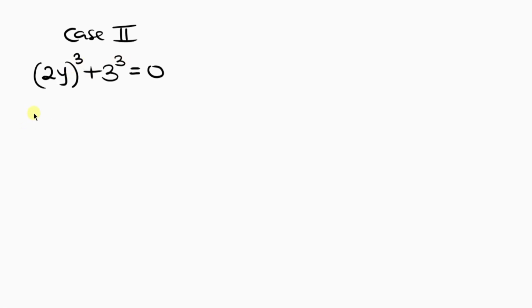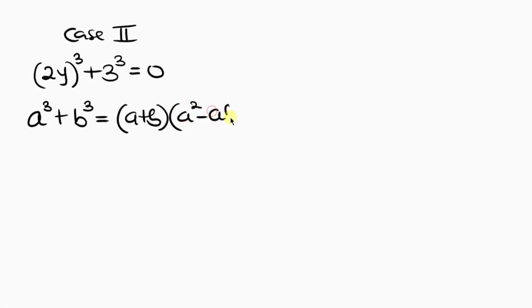An expression of the sum of two cubes, for example a cube plus b cube, has the property a plus b times a squared minus ab plus b squared. Now, let's apply this to what we have here. But we're going to be doing comparison. a is in the form of 2y, and b is in the form of 3.